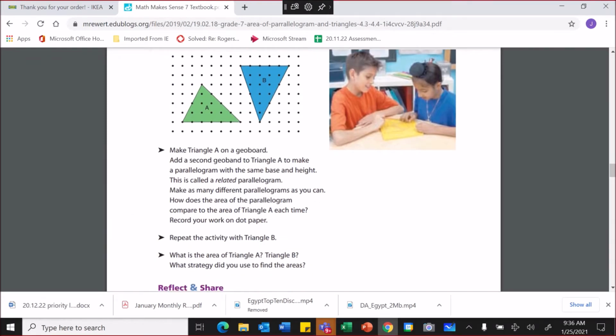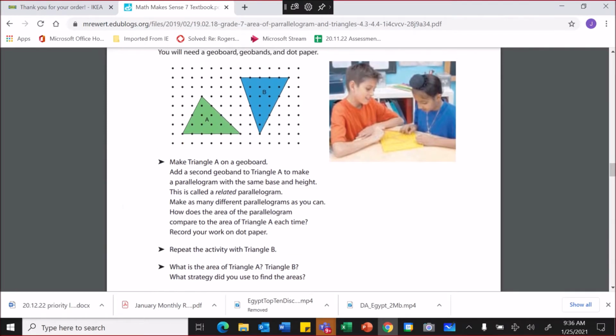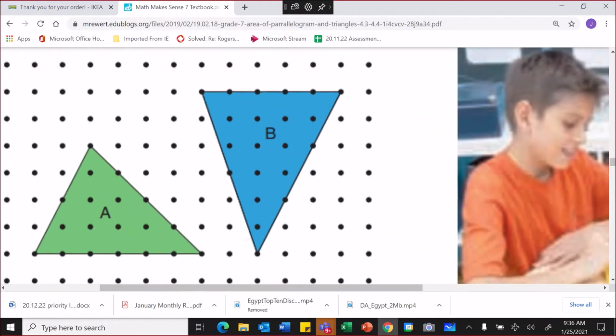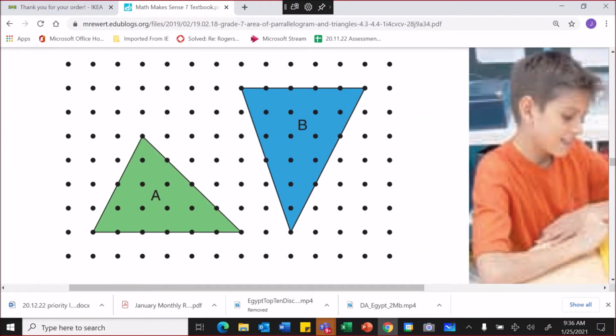is the area of a triangle. And we've already done some of this now, haven't we? Let's take a look at this triangle right here.